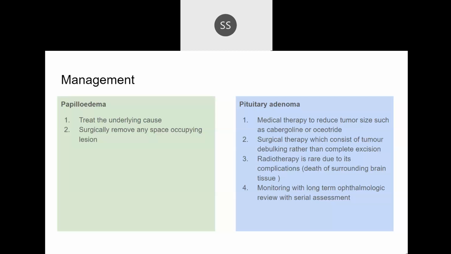Okay, can continue. Okay, thank you, doctor. So the next thing we can do is surgical therapy to remove the tumor, and radiotherapy is rare due to its complication, which is death of surrounding brain tissue. And then the last thing is we need to monitor with long-term ophthalmologic review with serial assessment. We need to monitor the visual function of the patient in this case. So I think that's all from me, doctor.